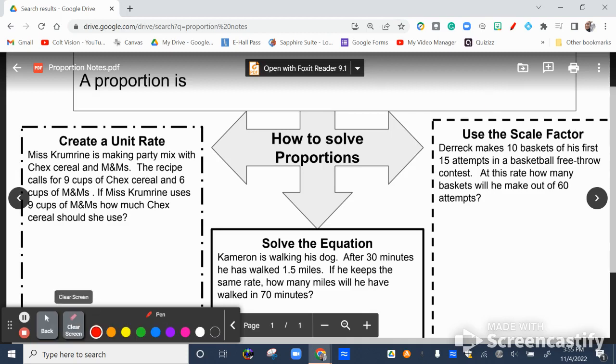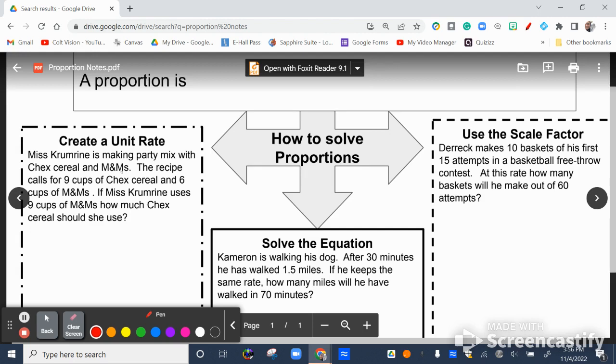Hi, I'm going to go over using a unit rate as a way to solve a proportion. For these notes, I'm looking at this proportional word problem about Miss Crumrine making party mix with Chex cereal and M&Ms. This is a proportional relationship because it's a recipe, and recipes need to stay in the same ratio, so they'll be proportional.